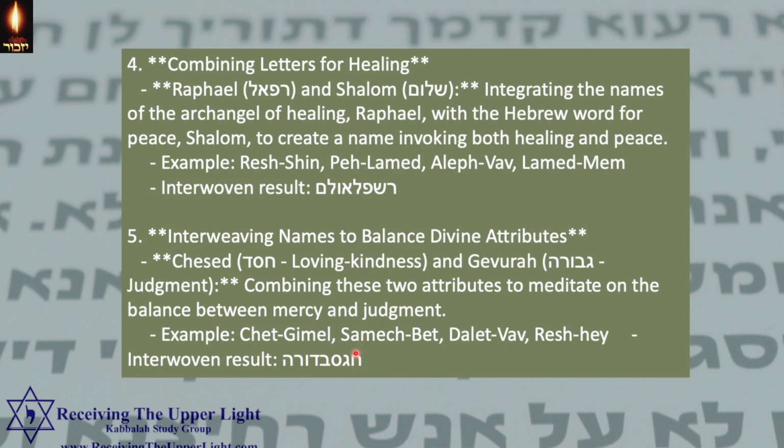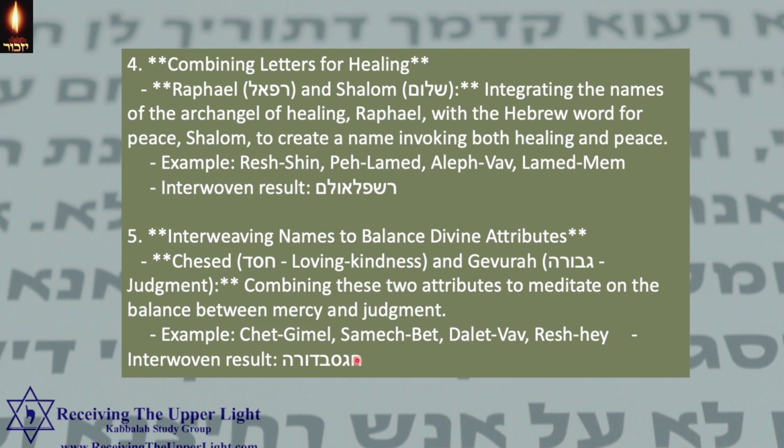And what we do is we put the Chet, the Samek, and the Dalet, right? And then we put Geburah: Gimel, Beit, the Vav, and the rest of the letters, Resh and Hey. And the reason we put in first the Chet for Chesed is because Chesed is in a higher position than Geburah, than judgment, right? So that's the first letter we're going to use.